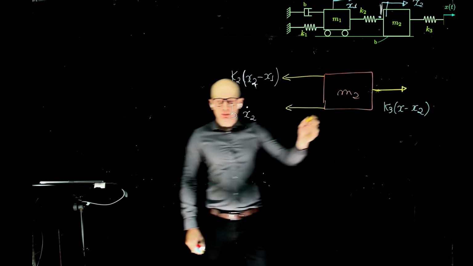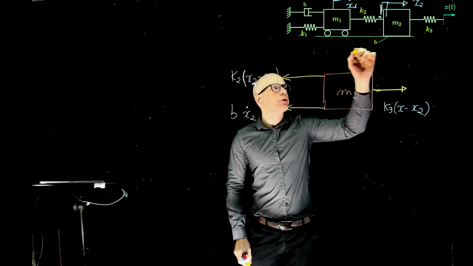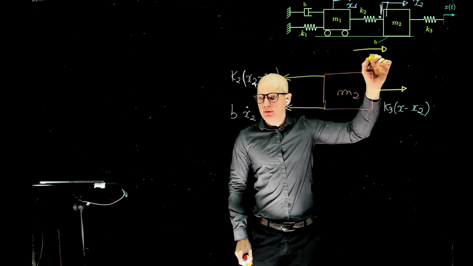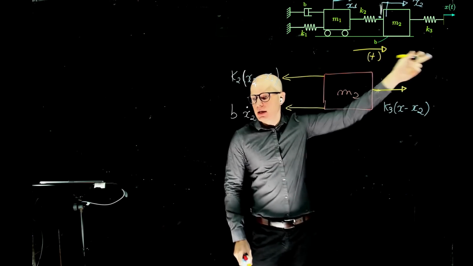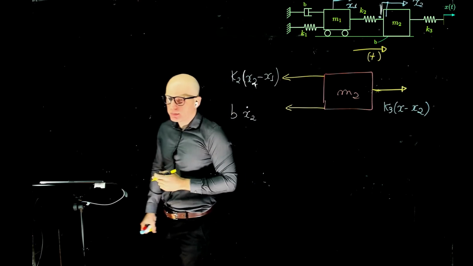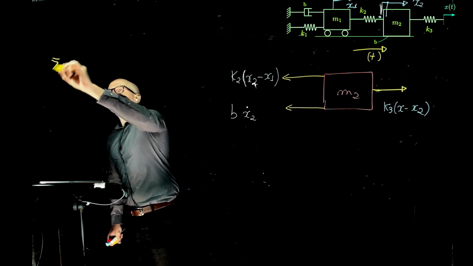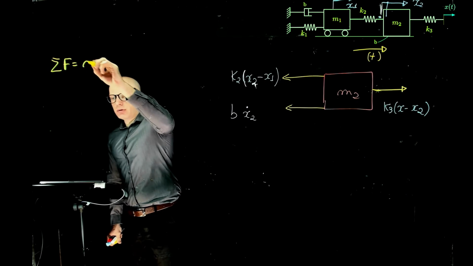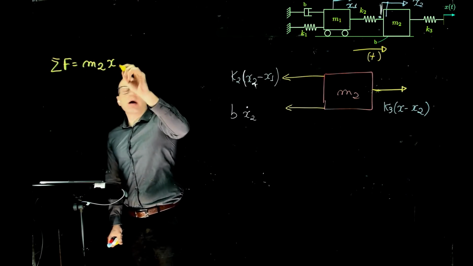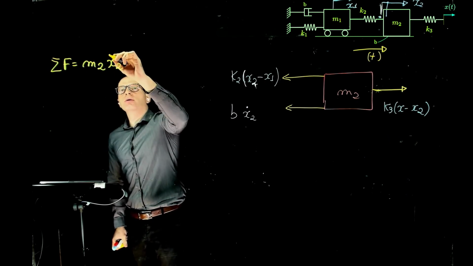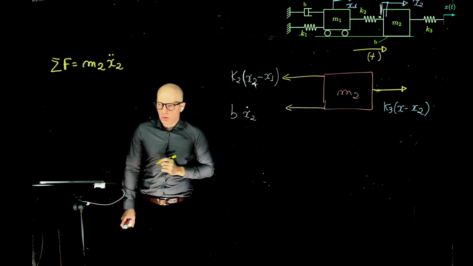No? So let's assume our positive directional forces. Let's say that anything moving to the right is positive because the mass is accelerating to the right, which is more convenient. Sum of all forces equals M2 x2 double dot. What are these forces?